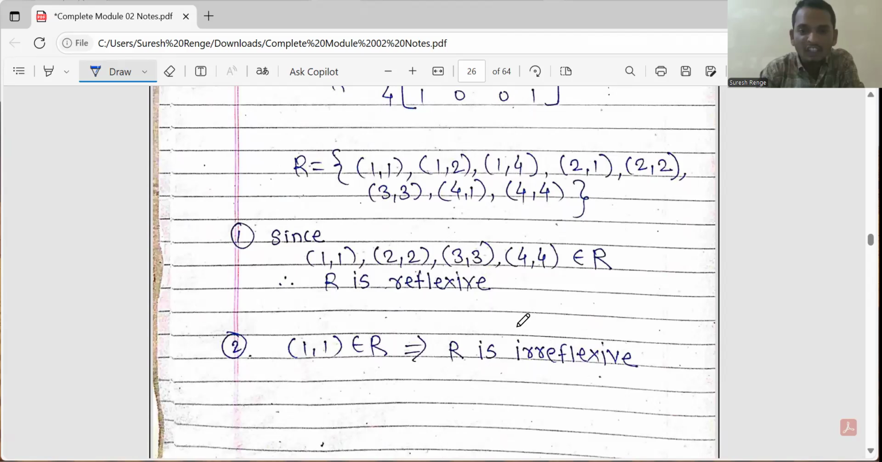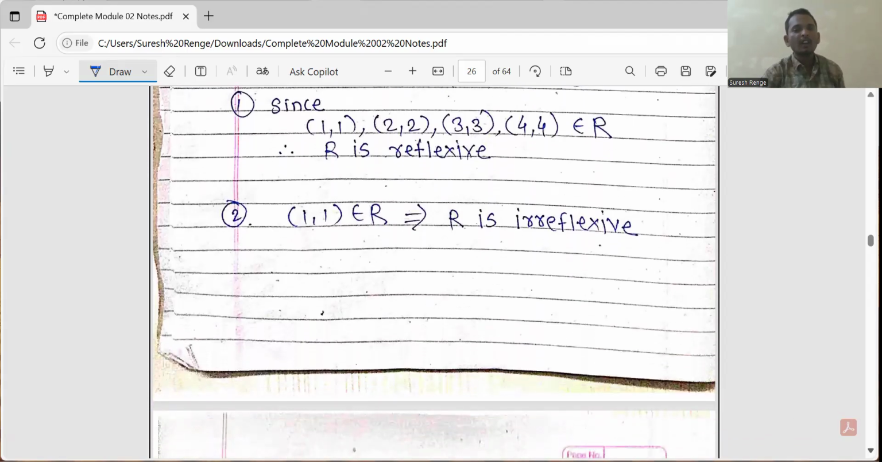Let us make a correction in this PDF. This is reflexive question number 2. (1, 1) belongs to R. Therefore, this R is not reflexive. Make this correction for this.